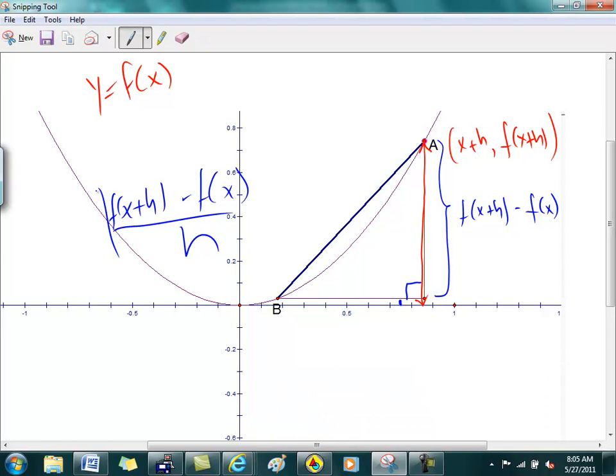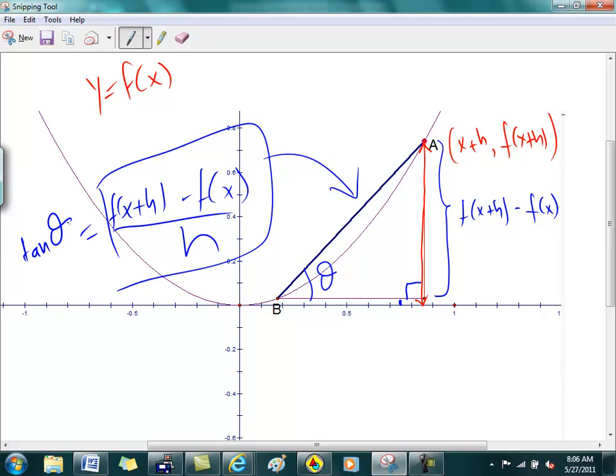Take a look at that ratio in the context of that triangle. Does that look like anything to you? Opposite over adjacent. Okay, tangent. So the tangent of this angle is this ratio here. Are you guys with me on that?